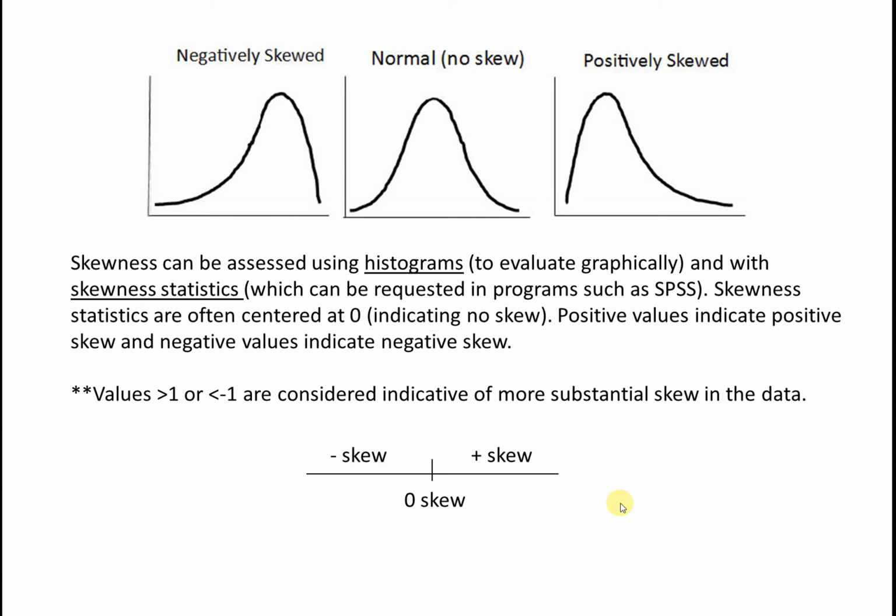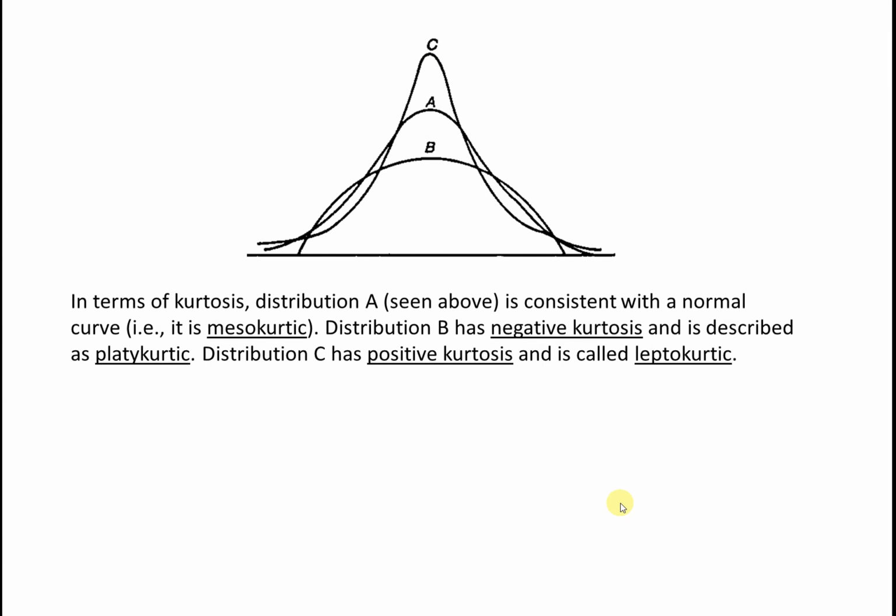Kurtosis is illustrated in this case right here. We have distribution A, which is a little hard to follow, but if you follow this up and down, you can see this is what would be considered consistent with a normal distribution. Distribution B has negative kurtosis, and you can see this shape right here in relation to a normal distribution. So you have thinner tails and it looks more flat in terms of the distributional shape.